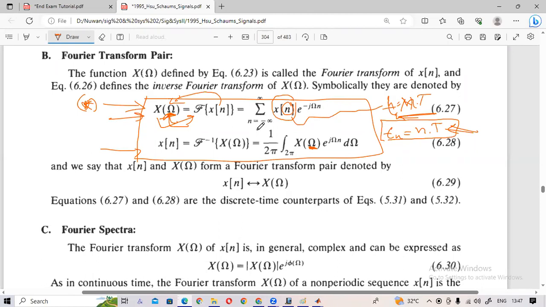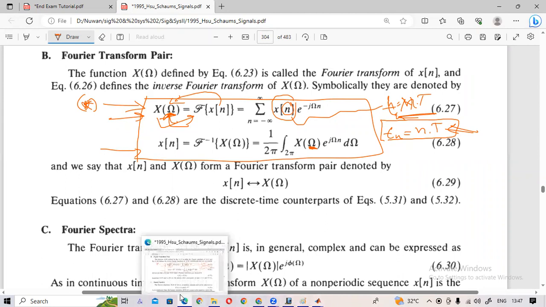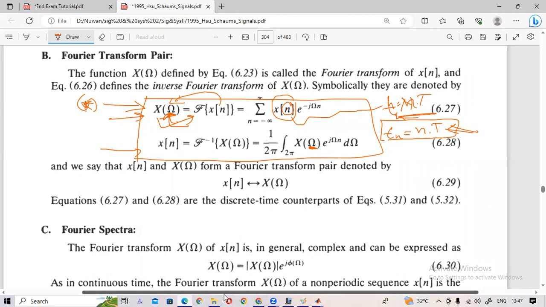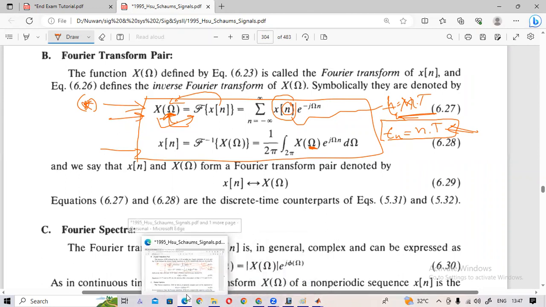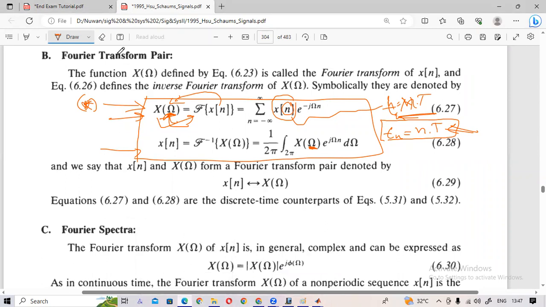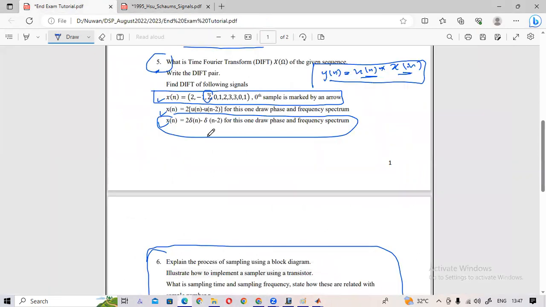Okay, so we will do one question. We will take this one maybe. I think you can draw this one very easily: u[n] minus u[n minus 1]. You can draw the u[n] signal like this. It goes up to infinity: 0, 1, 2, 3, and so on. Then you can draw u[n minus 1].